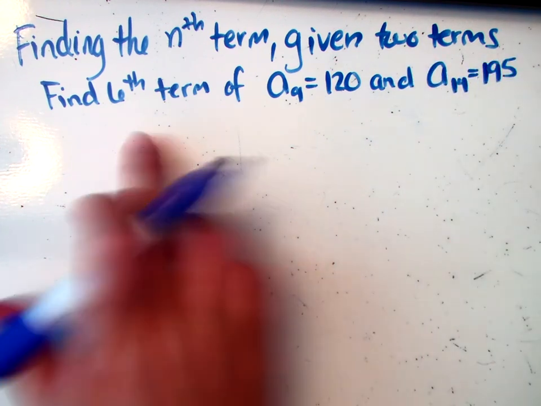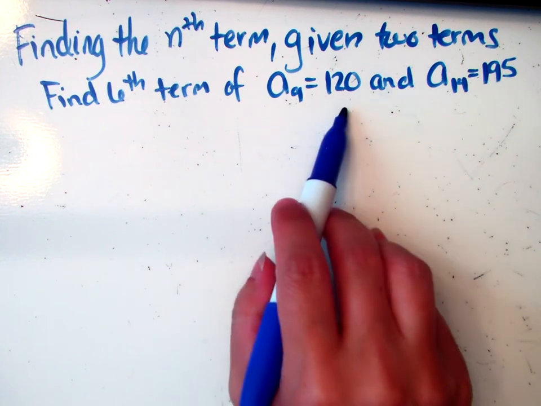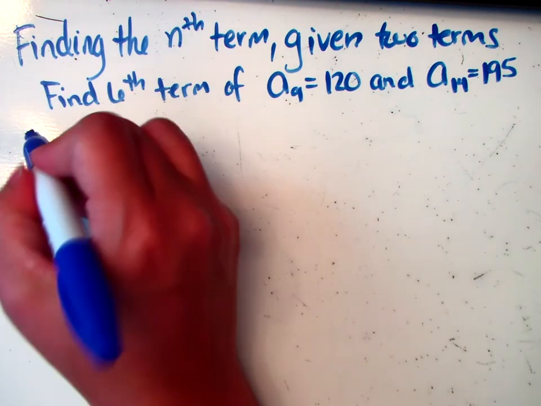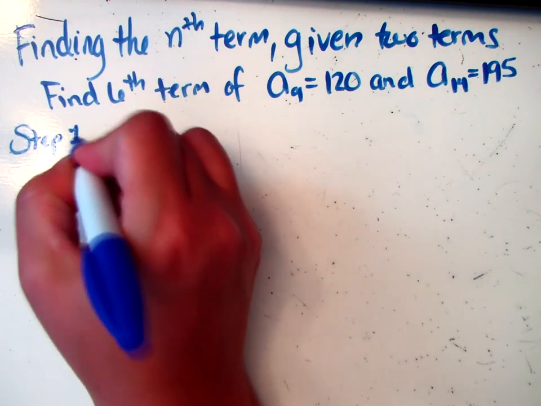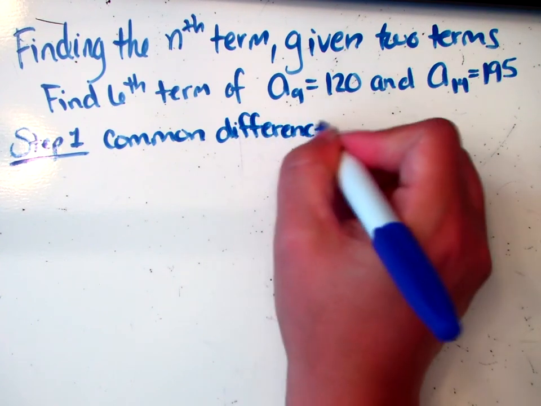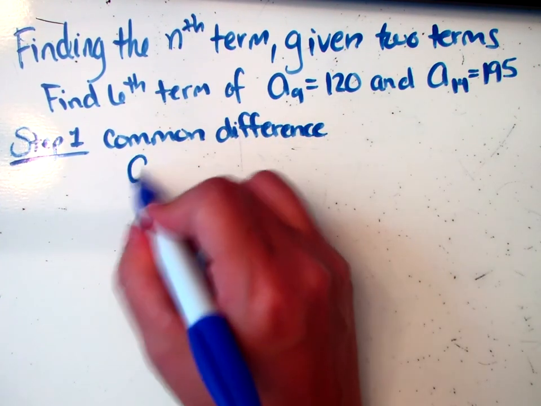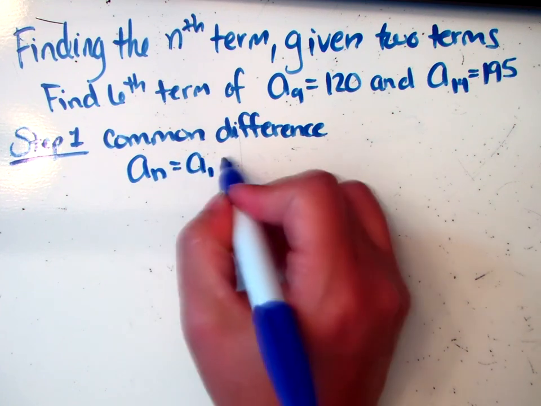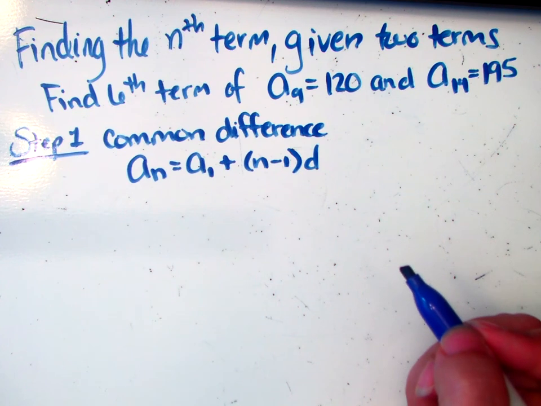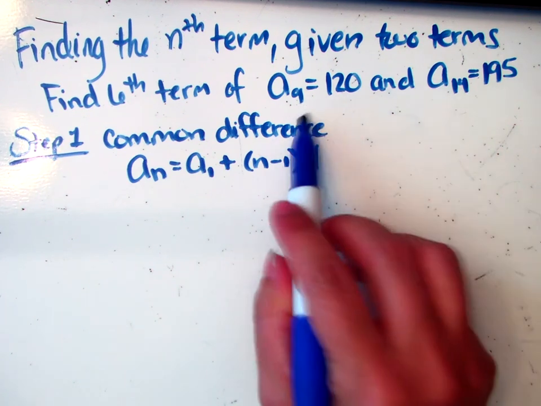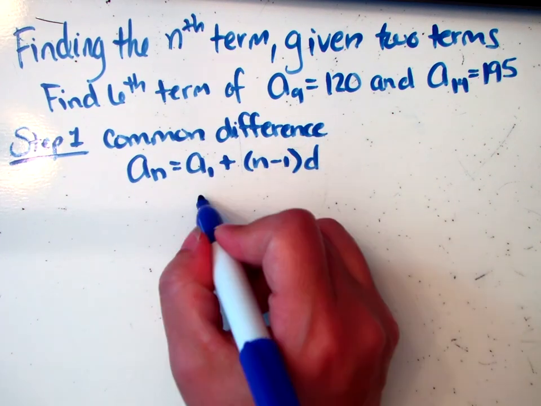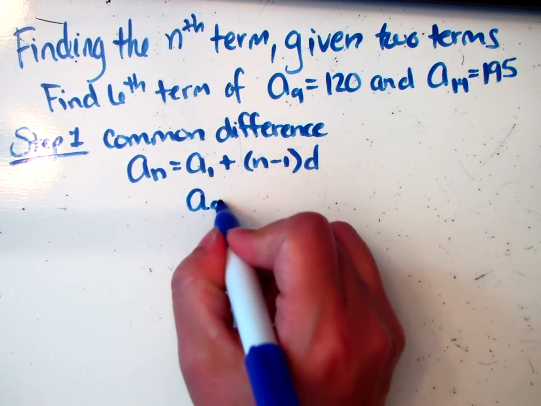Okay, so I do not have a sequence. All I know is the 9th term is 120, and the 14th term is 195. Our first step, step 1, is always to find the common difference. Again, we don't have two terms next to each other, so we're going to use our general rule. And we are going to fill in the information that we do have. Which term would come first, 9 or 14? 9 would. So I am going to pretend that my a sub 1 is my a sub 9.